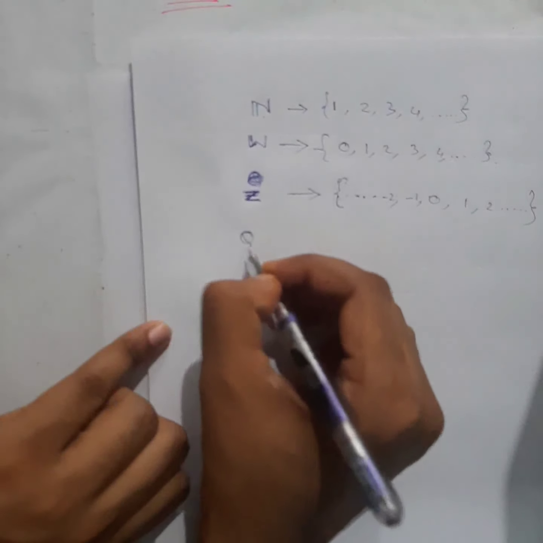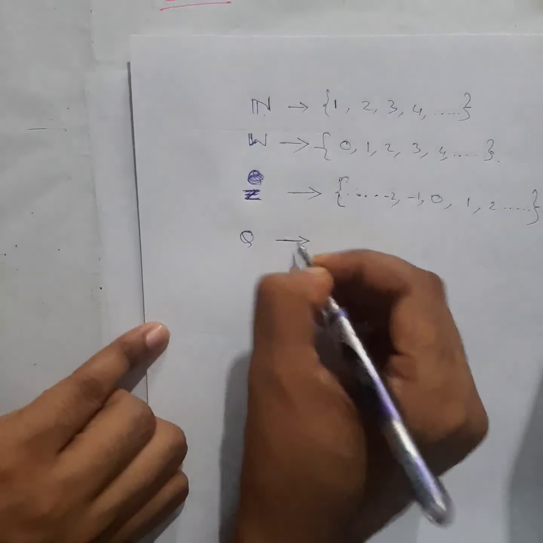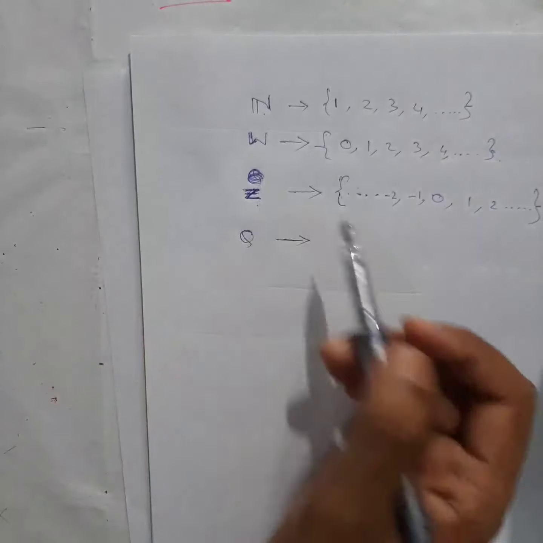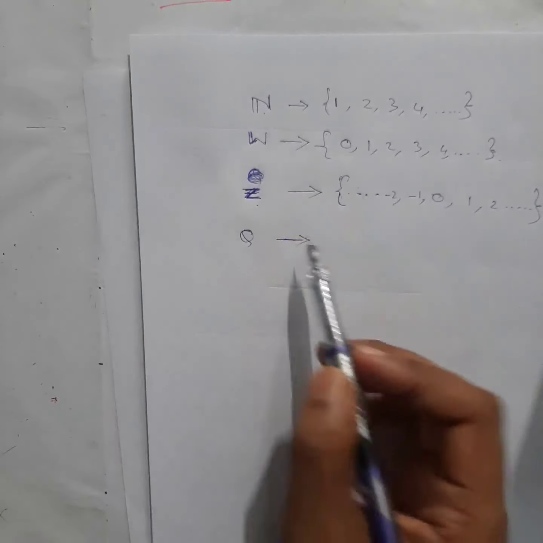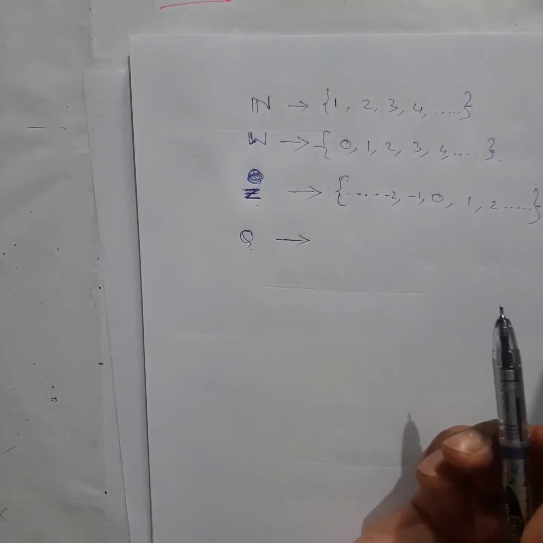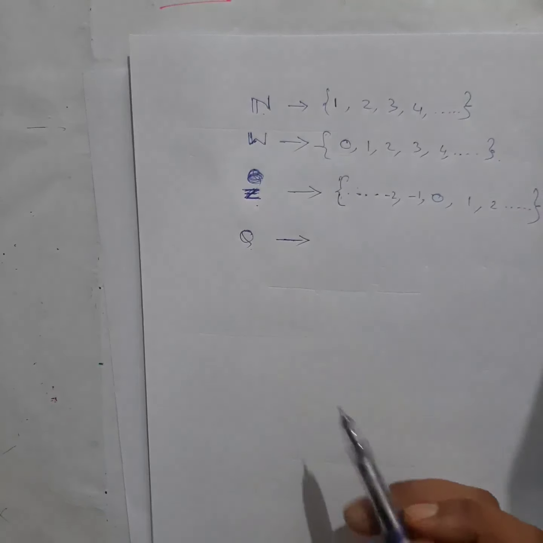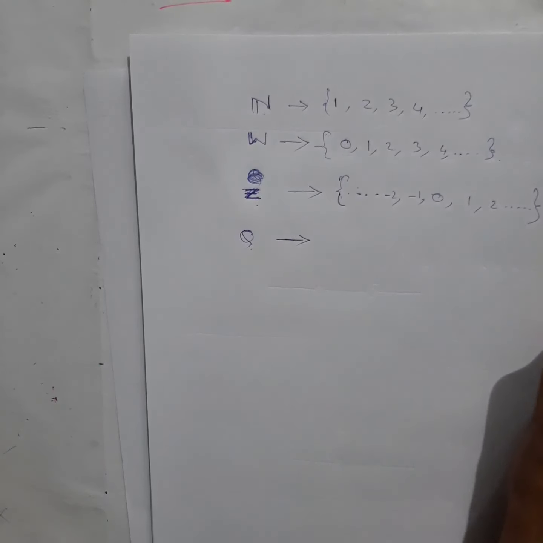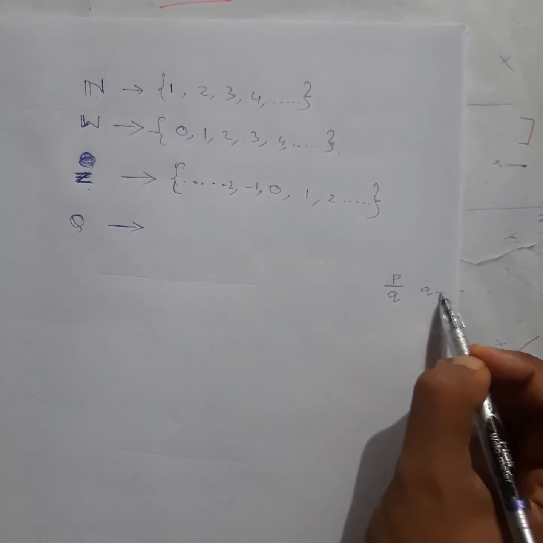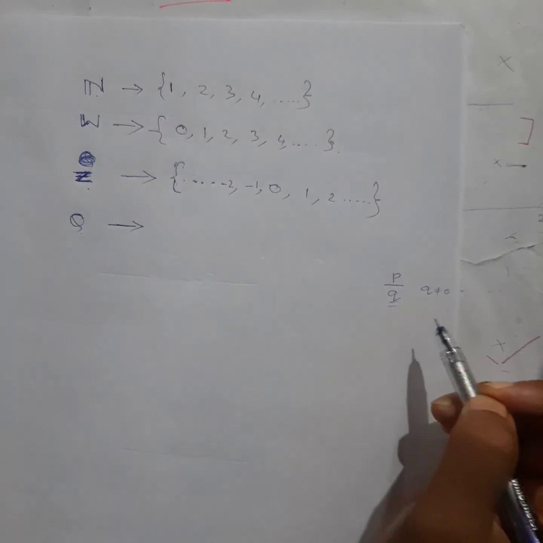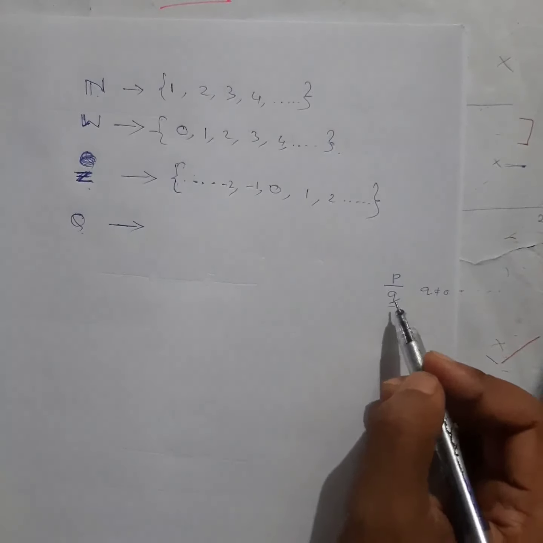Next, you have studied the set of rational numbers. Now all your integers are rational numbers, whole numbers, natural numbers, all are rational numbers. Now what was a rational number? Any number that can be written in the form p by q, where q cannot be 0, is your rational number, right? Remember?